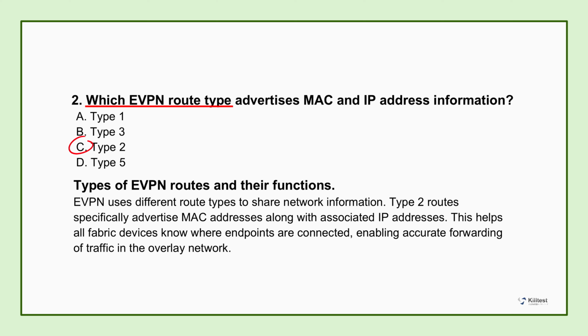They are specifically designed to advertise the MAC addresses and, importantly, the associated IP addresses of endpoints. This lets devices learn where everything is within the EVPN fabric without resorting to old-school flooding, which is just not efficient. So dynamic learning is key here for performance and scale. Type 2 routes, like the network's GPS, finding out who lives where.